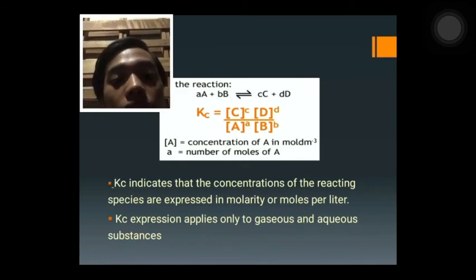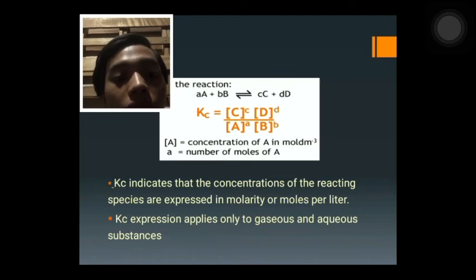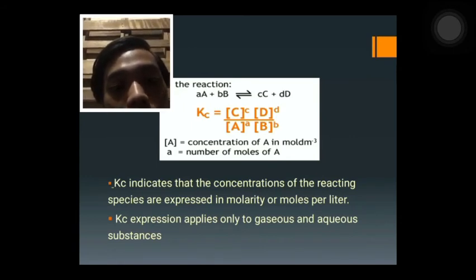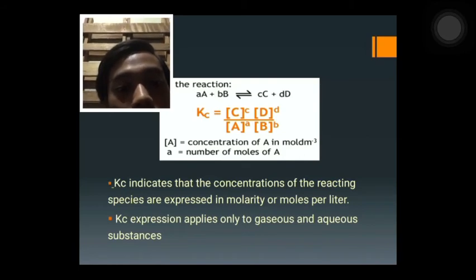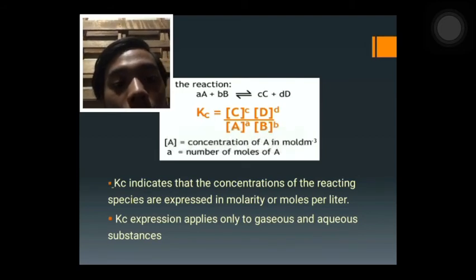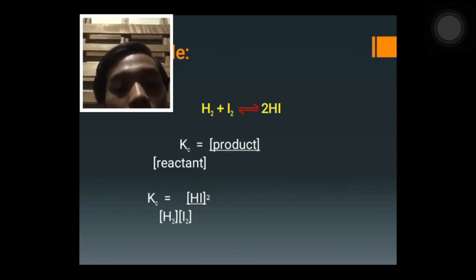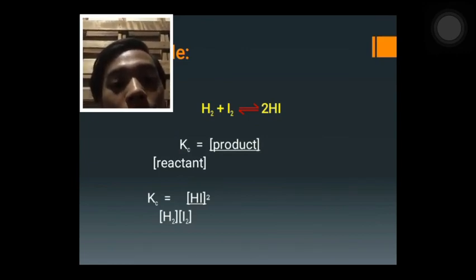Kc indicates that the concentrations of the reacting species are expressed in molarity, or moles per liter. The Kc expression applies only to gases and aqueous substances. So in this example, the formula for Kc is the concentration of the reacting species. So this example for the reactant is to find the Kc, the equilibrium constant.